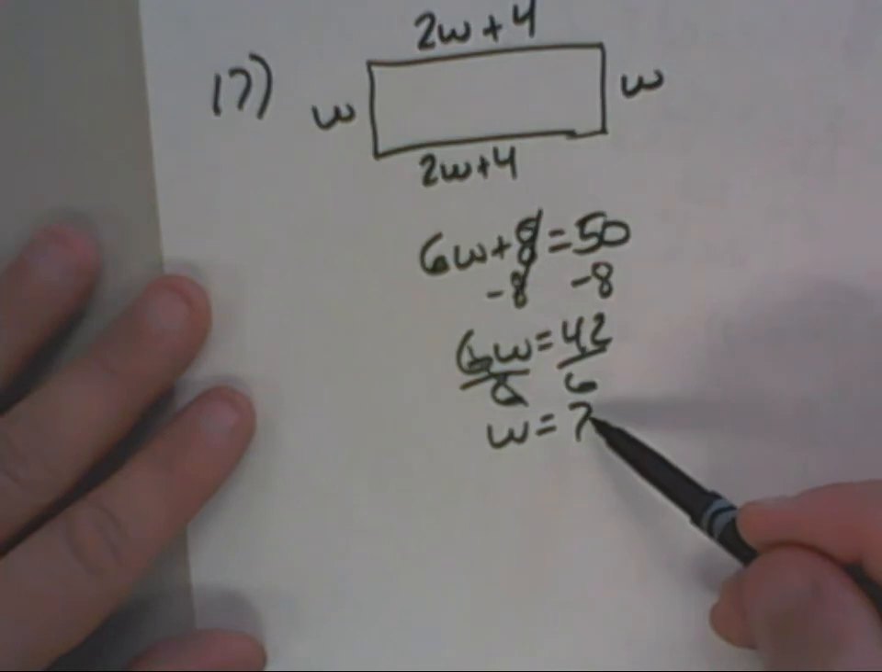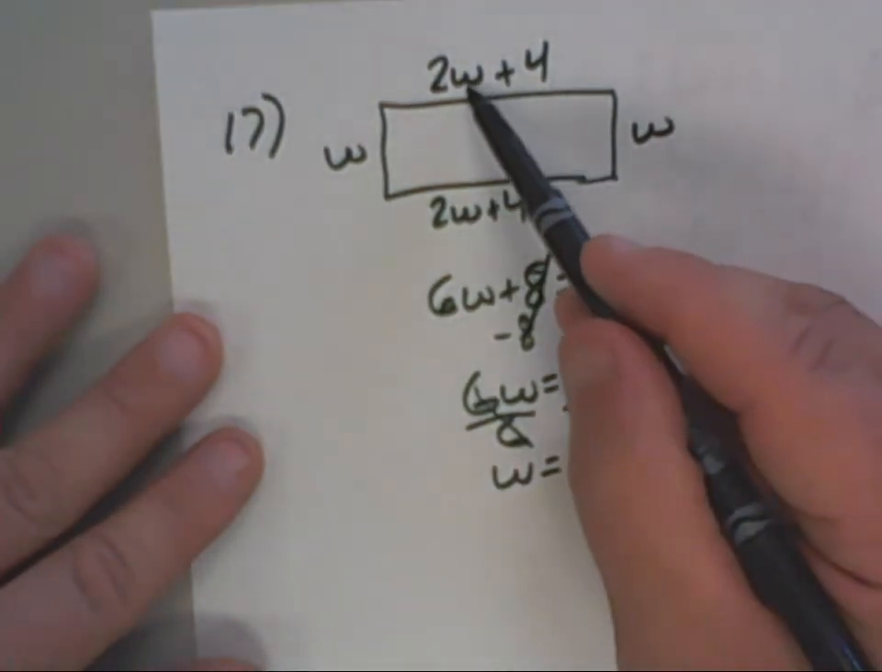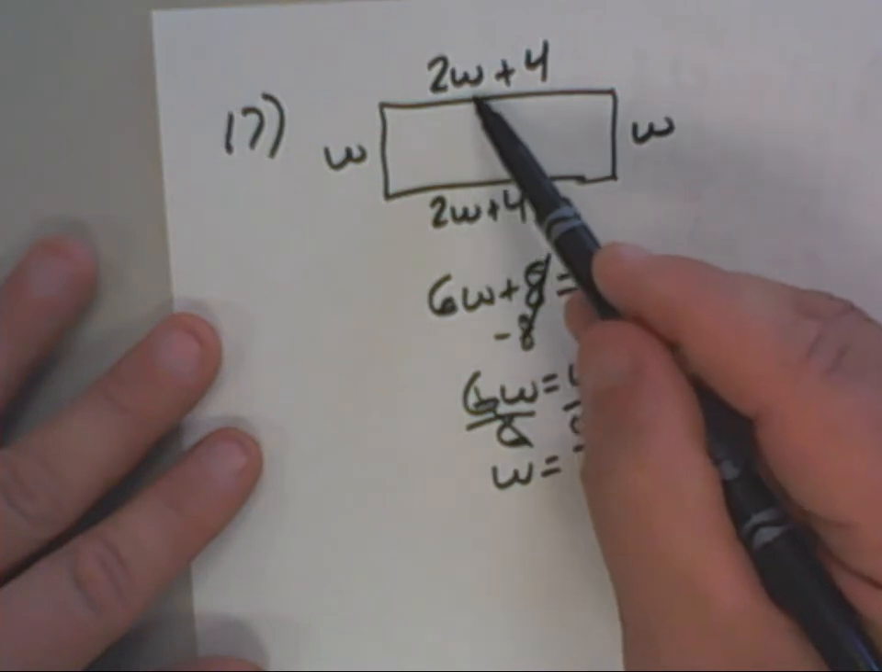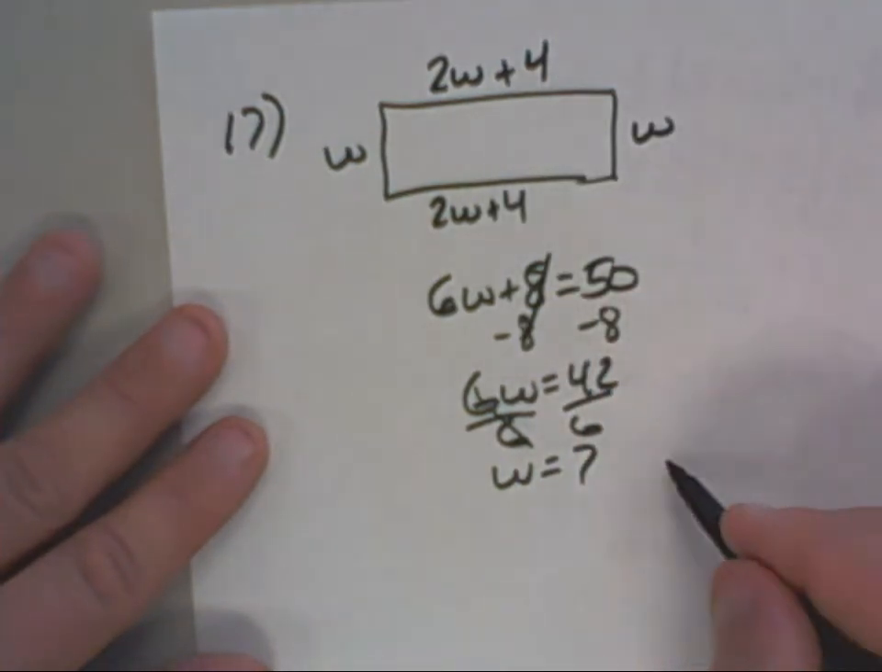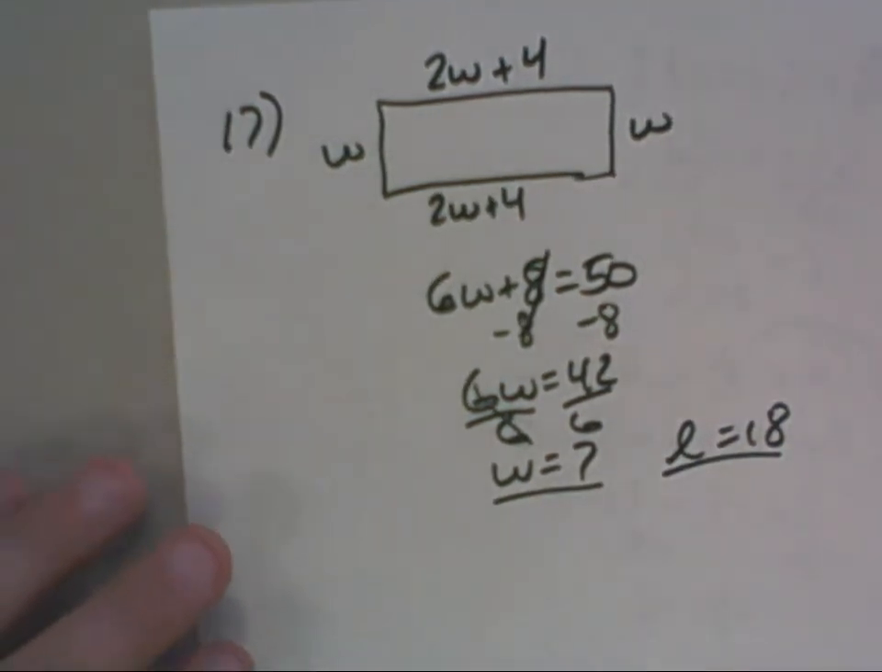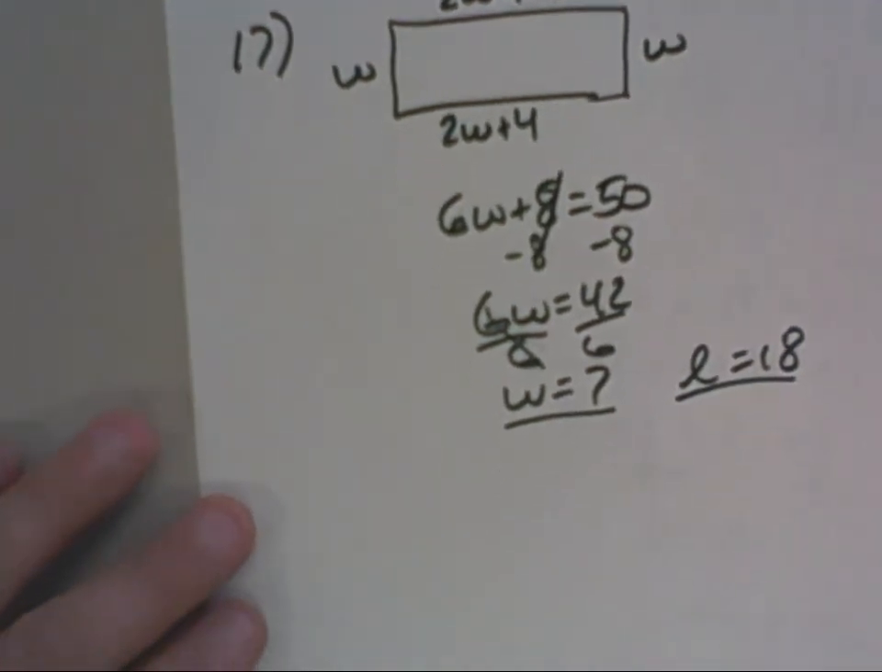And if the width is 7, I can go back up here and plug 7 in for this expression to find the length. 2 times 7 is 14, and 14 plus 4 is 18. So it's a 7 by 18 rectangle.